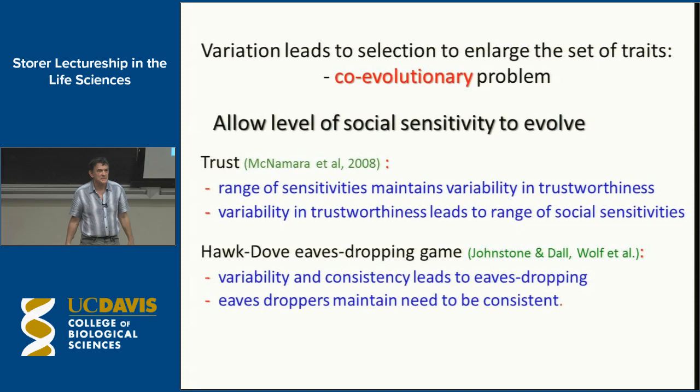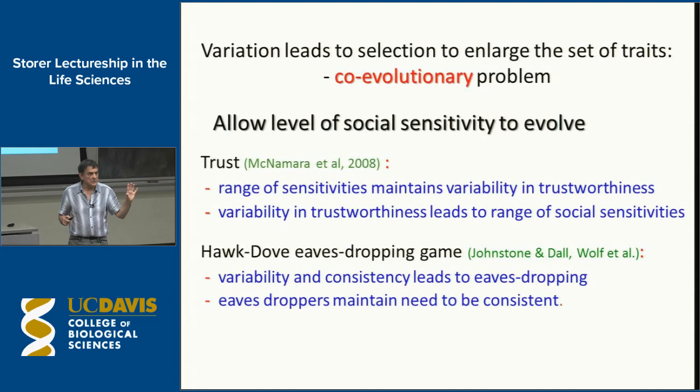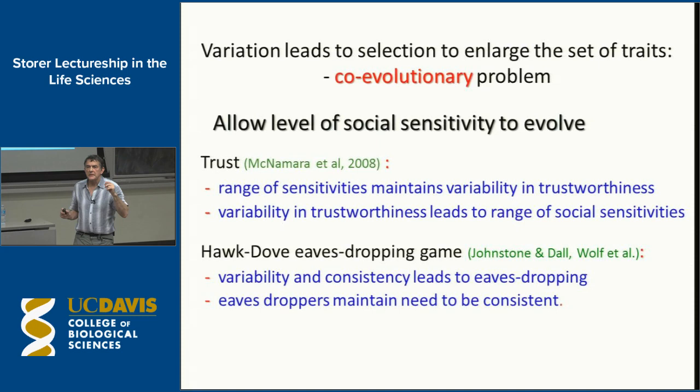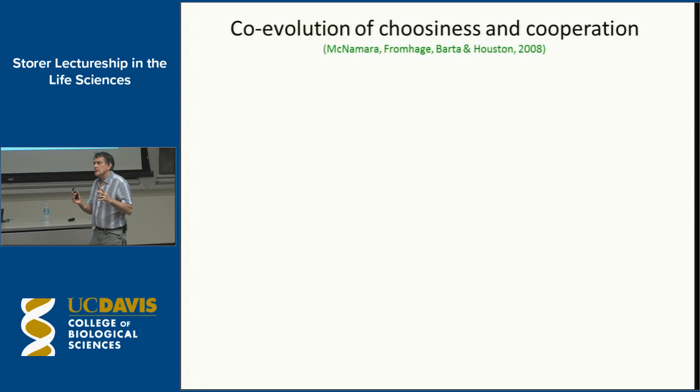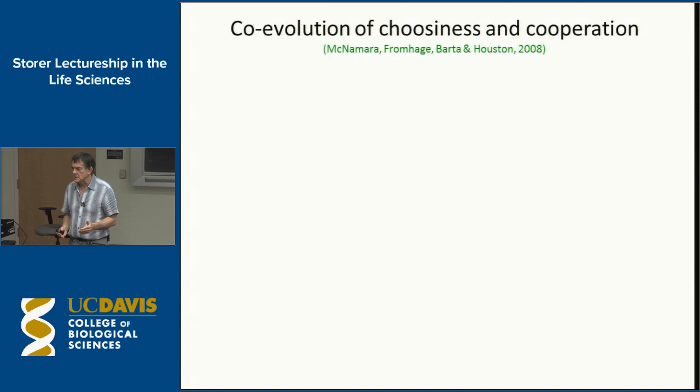I want to look at a second trait rather than social sensitivity, which co-evolves with whatever trait you're concerned with when there are individual differences. And that is about how choosy you are. So again, if we can think about whether you should be choosy about your partner, variation in the population is crucial. If there is no variation, there is no point in you being choosy. You might as well choose a randomly selected partner. That's all there is.